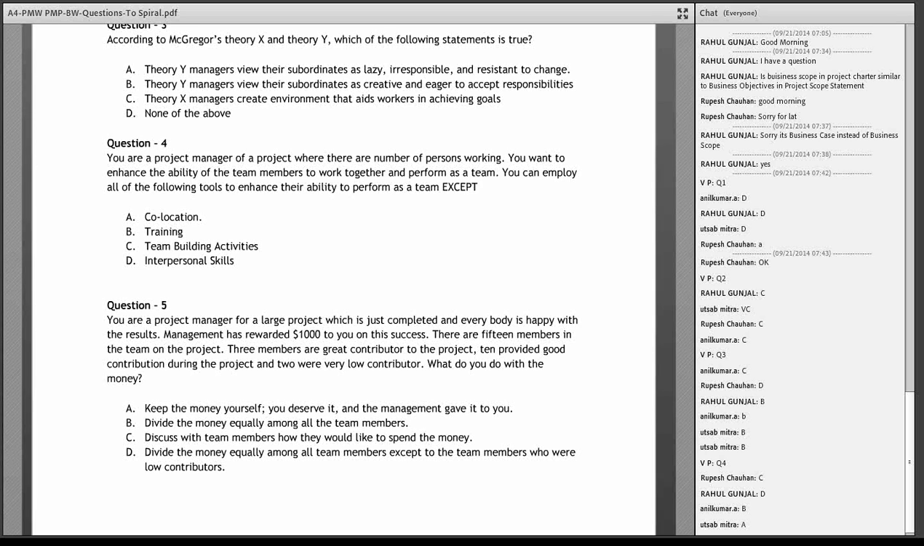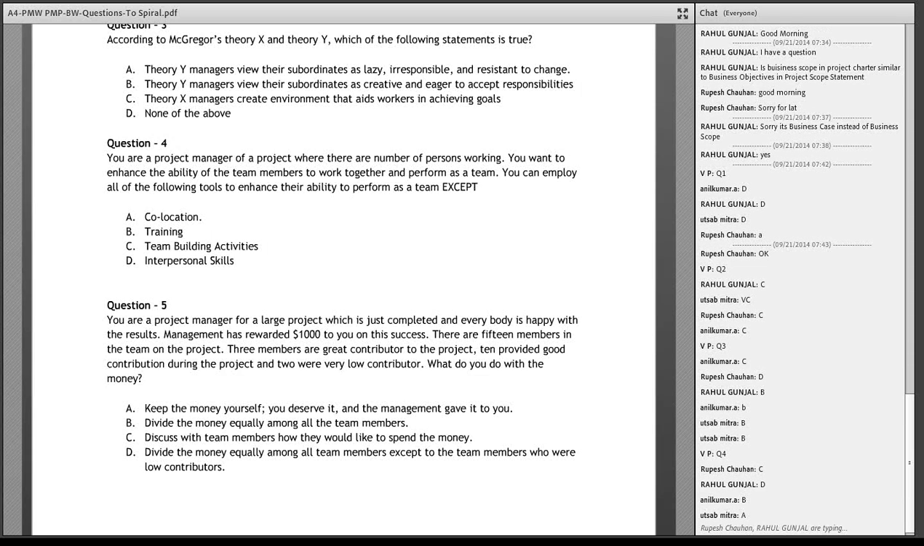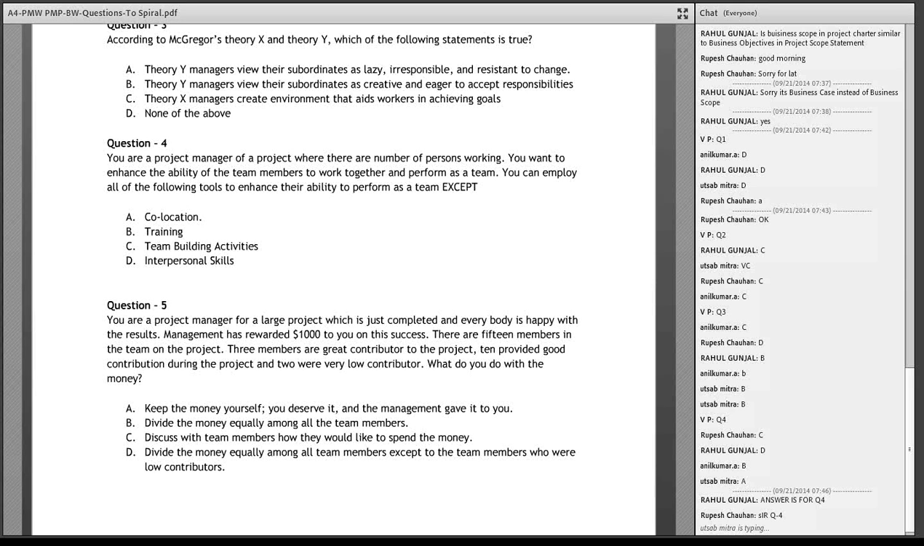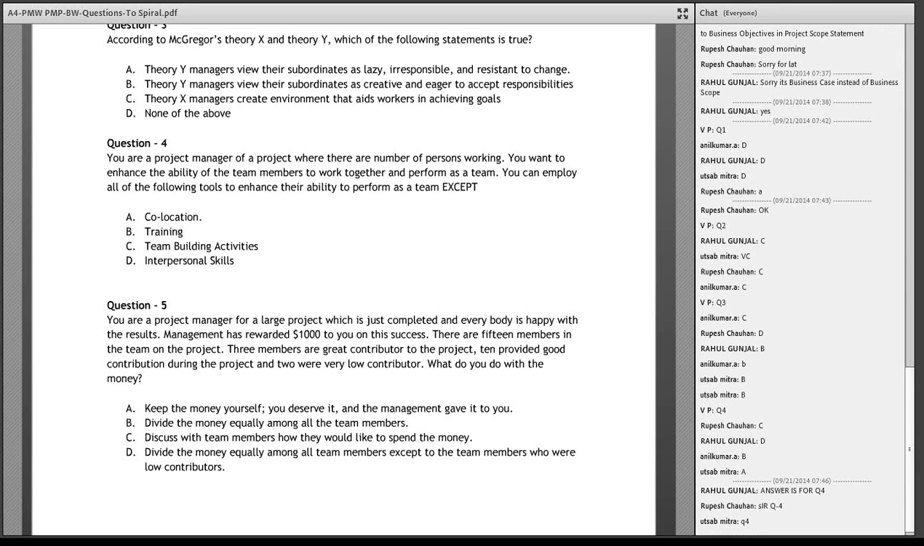You're a project manager for a large project which has just completed and everybody is happy with the results. Management has rewarded $1,000 to you on this success. There are 15 members in the team on the project. 3 members are great contributors to the project, 10 provided good contribution during the project and 2 were very low contributors. What do you do with the money? Oh, this is question number 4.